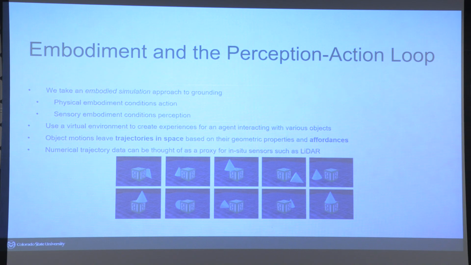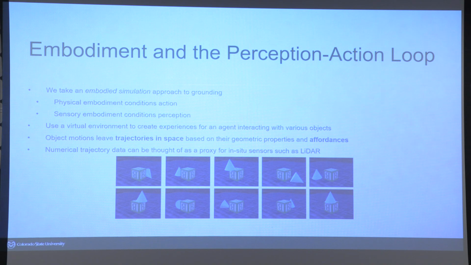The way we explore this is usually by using a virtual environment to create experiences where we have an agent interacting with various items. And in particular, by virtue of me getting research ideas from my kids, doing a lot of stuff with object-based reasoning. So when you are interacting with an object, the motion of that object will leave a trajectory in space. And broadly, this is going to be based on the geometric properties of the objects and also their affordances.